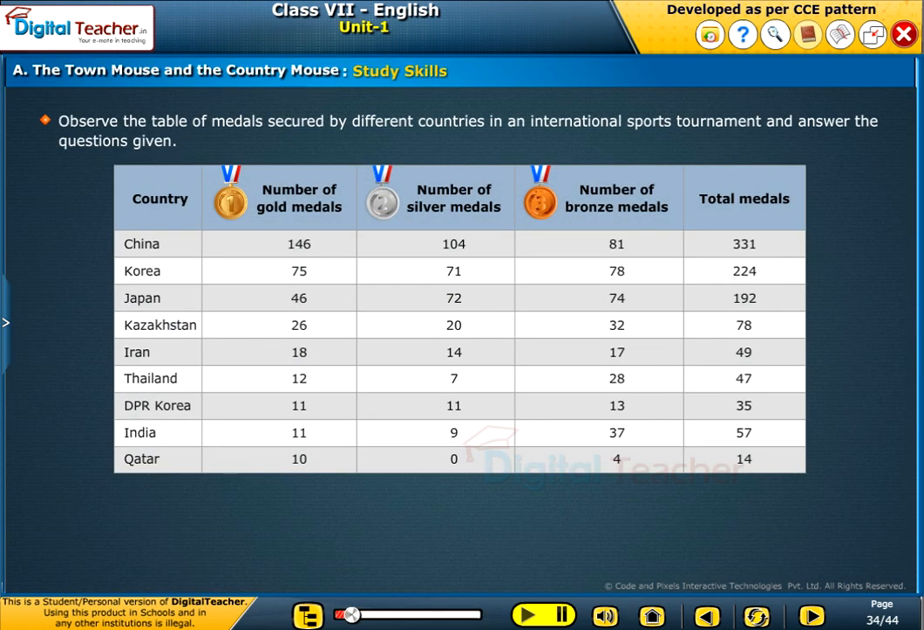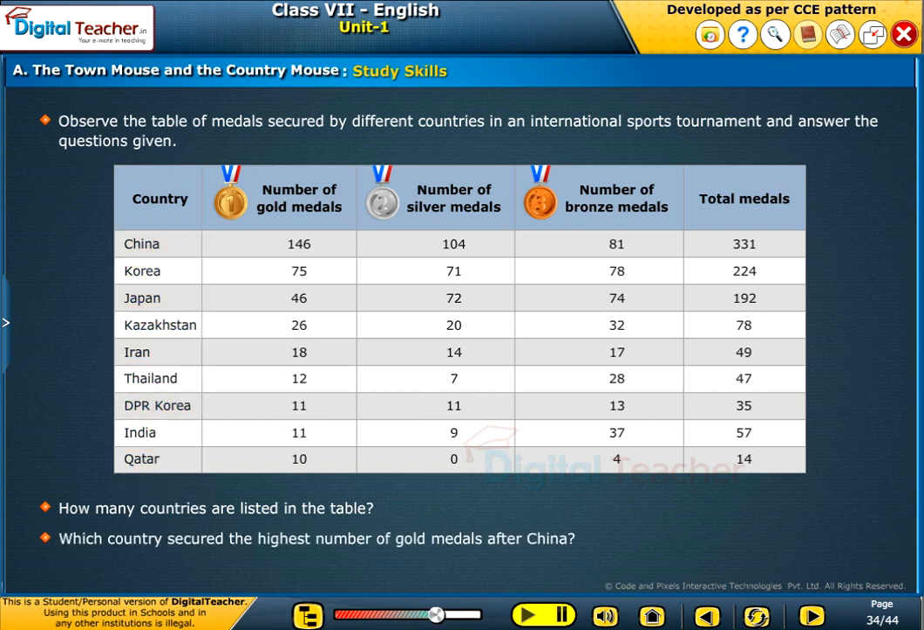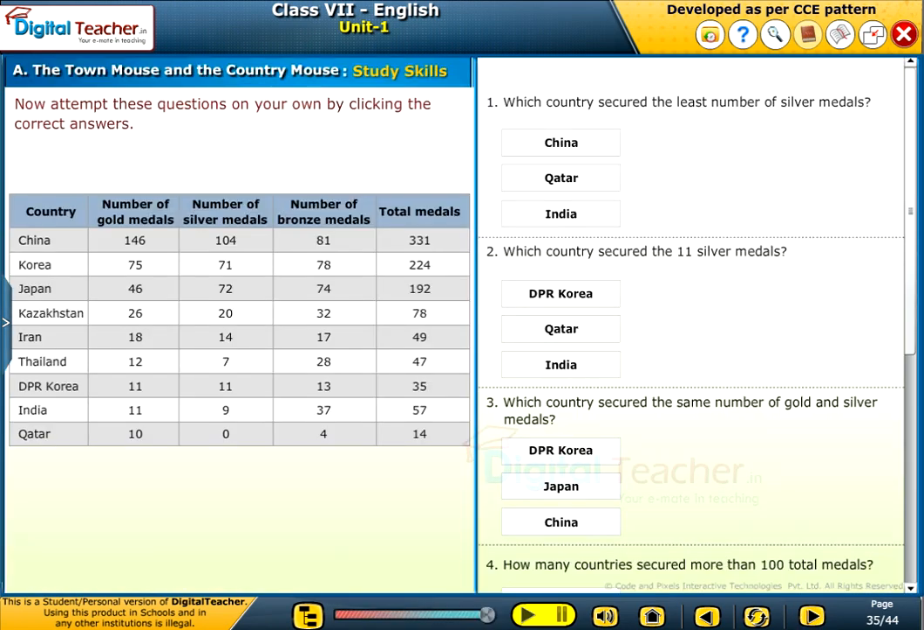Observe the table of medals secured by different countries in an international sports tournament and click the correct answers to the questions given. First two are done for you. How many countries are listed in the table? There are 9 different countries listed in the table. Which country secured the highest number of gold medals after China? Korea is the country which secured more gold medals after China. Now, attempt these questions on your own by clicking the correct answers.